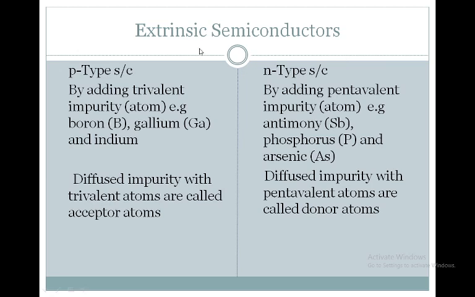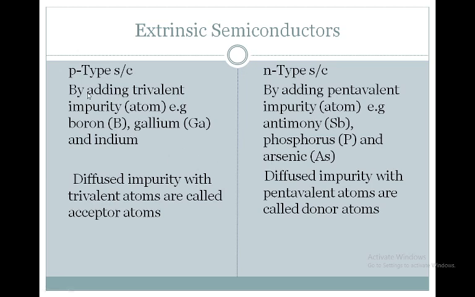Now, extrinsic semiconductor proper. A p-type semiconductor is formed by adding a trivalent atom. That's an atom with 3 valence electrons. Now, look at boron with atomic number 5. Boron has a configuration of 2, 3, meaning the valence electron is 3. So look at aluminium too. Aluminium has 13, so 2, 8, 3. The 3 there is the valence electron.